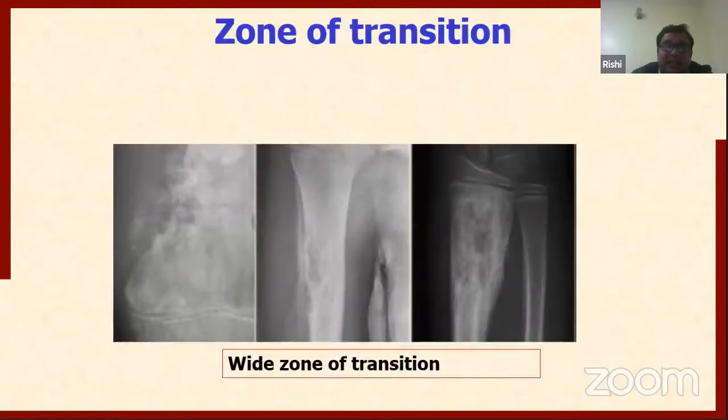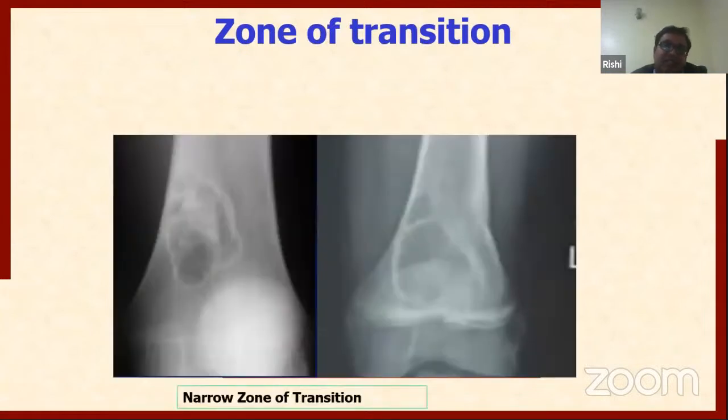And then to say whether the lesion is radiologically aggressive or not, margin and zone of transition are very, very important. Like in this lesion, you cannot make out where the lesion ends and where the normal bone starts. So typically we describe this as a wide zone of transition, and this is a hallmark feature of malignancy in bone tumors. A narrow zone of transition means you can tell where the lesion is and where the normal bone starts. So this is a narrow zone of transition and sharp margins. This is a feature of benign bone tumors.